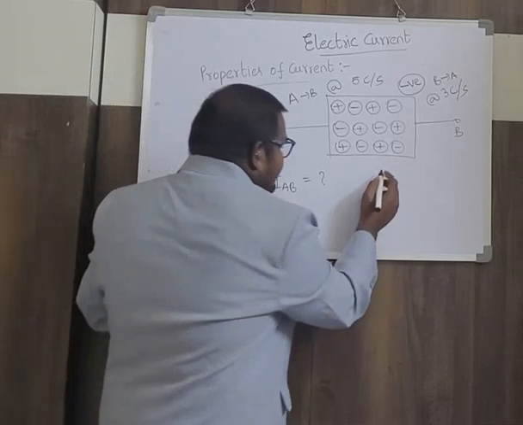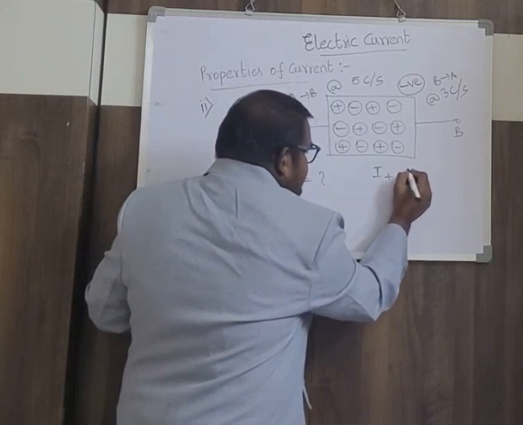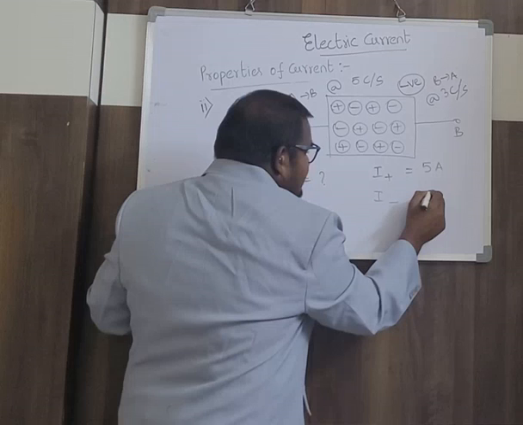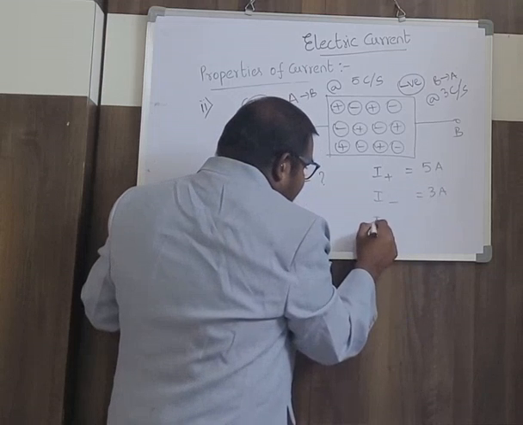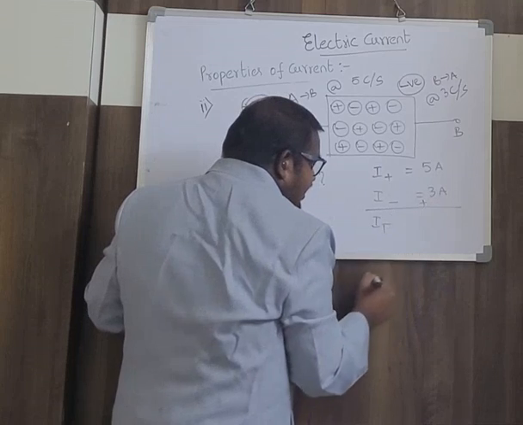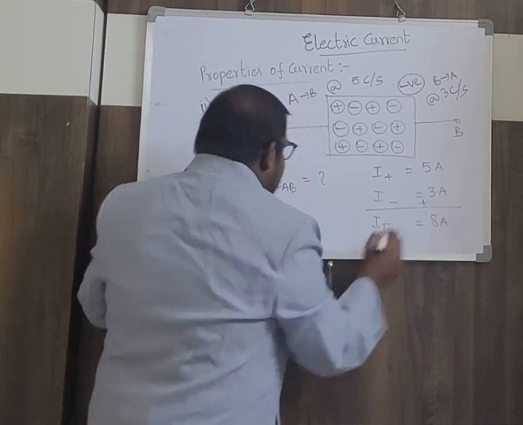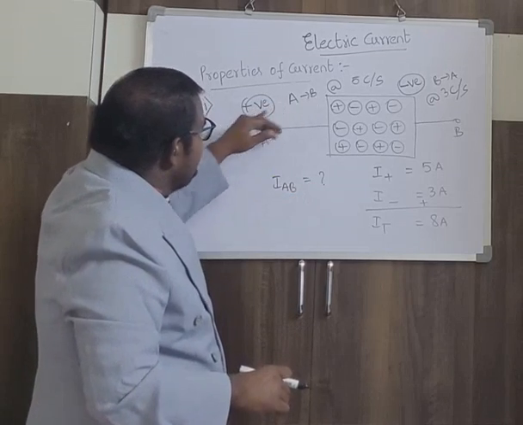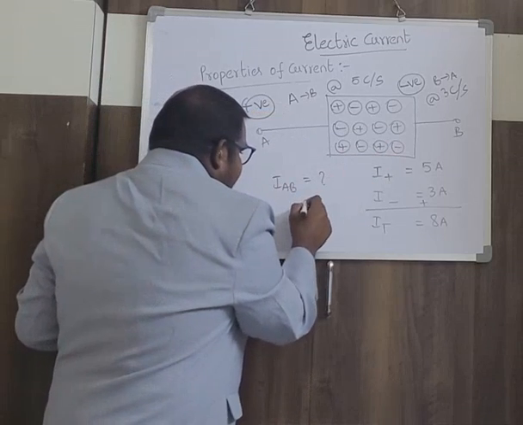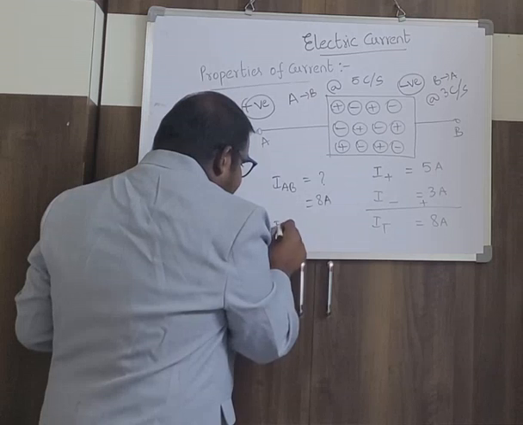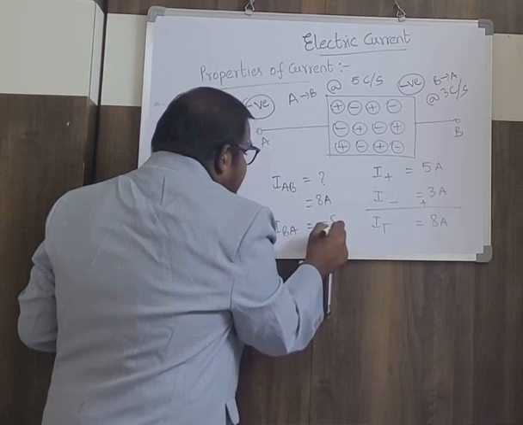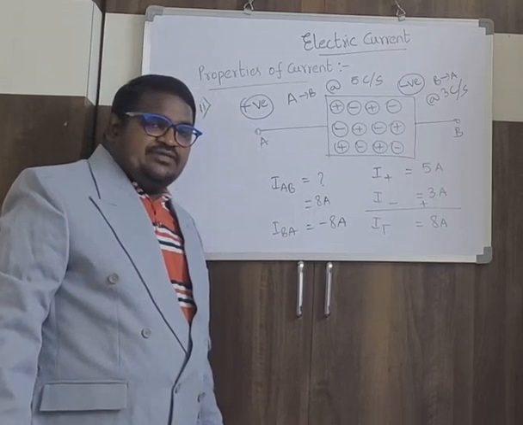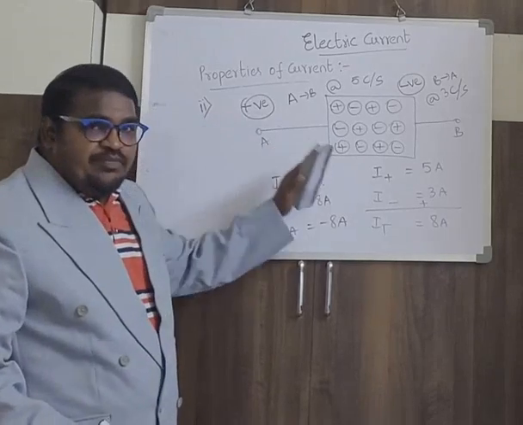Here, I positive is 5 amperes and I negative is 3 amperes. I total, we need to add both, is 8 amperes. As he asked to find the current from A to B, and from A to B the positive charge is moving, therefore I_AB is 8 amps. Then what is I_BA? I_BA is minus 8 amperes. This is the second property.